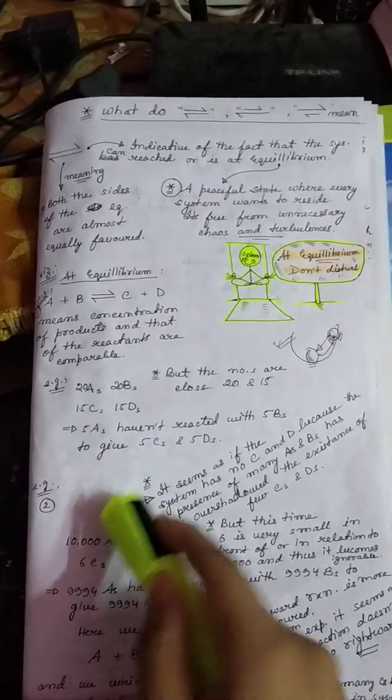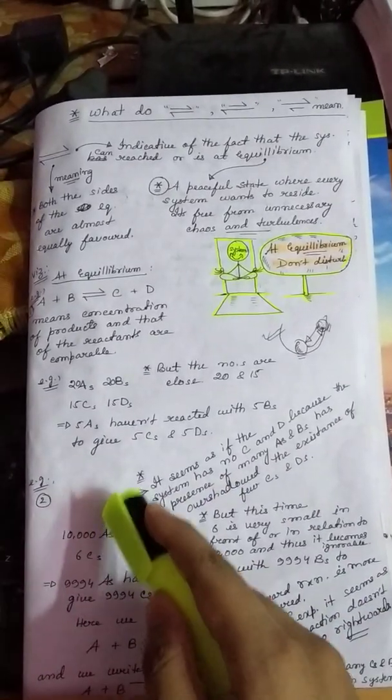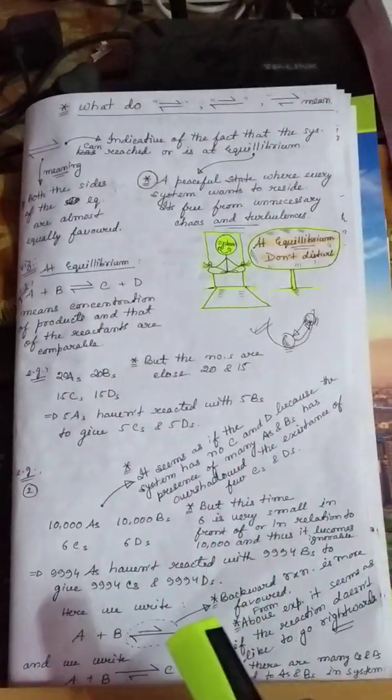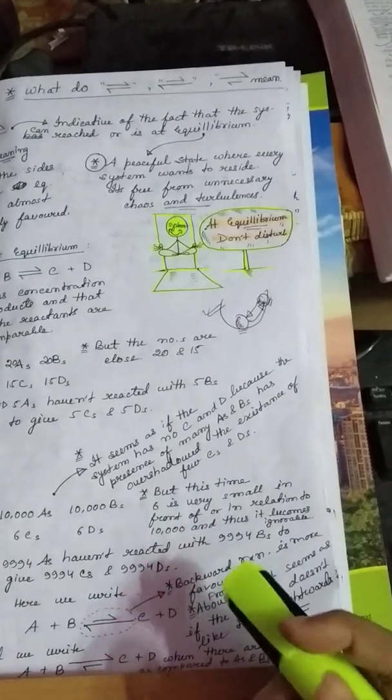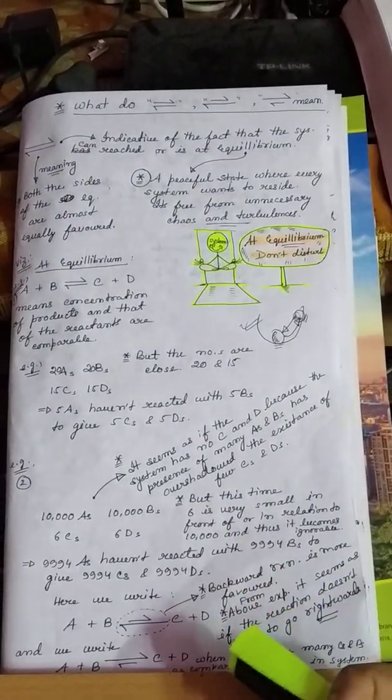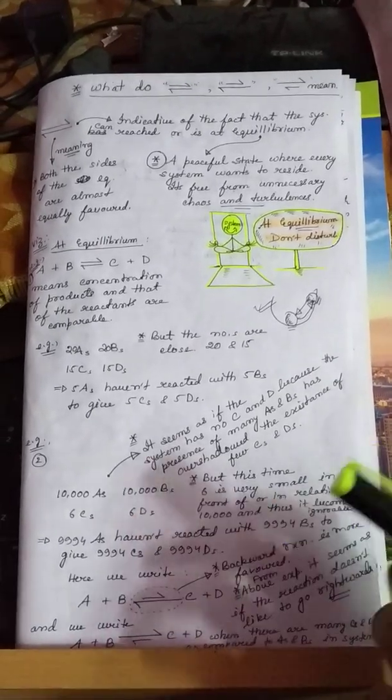So here we use two arrows with single barbs. Why? One barb, one barb. Not that important. Above experiment, it seems as if the reaction doesn't like to go rightwards. Yes, as I have said.